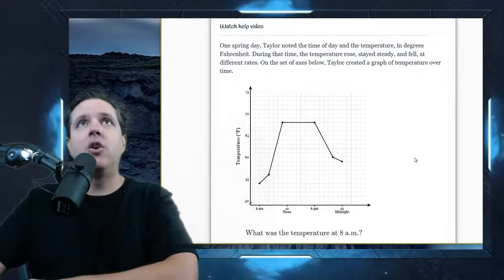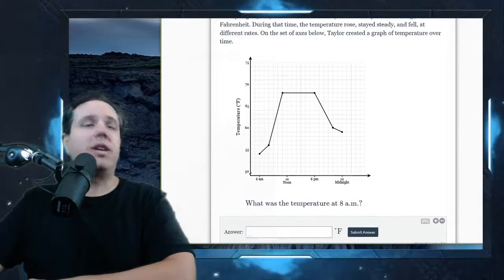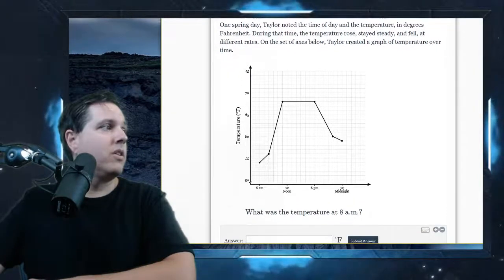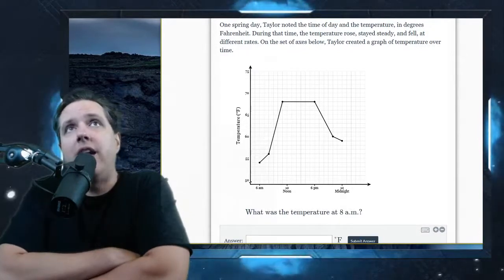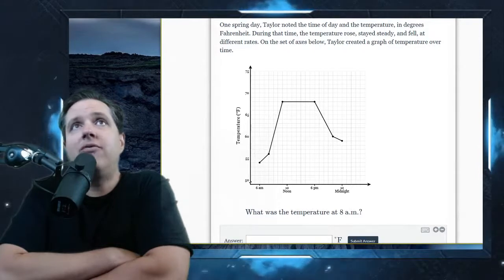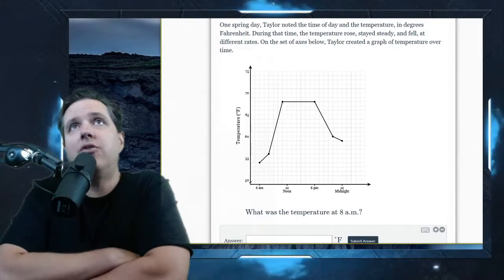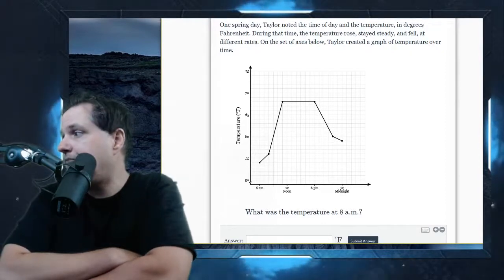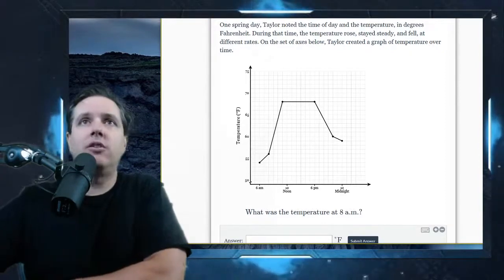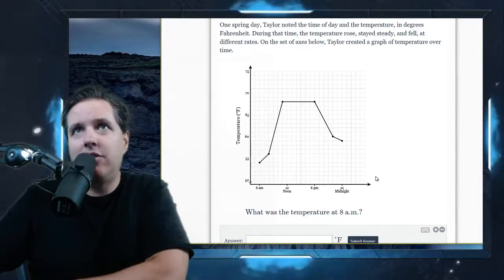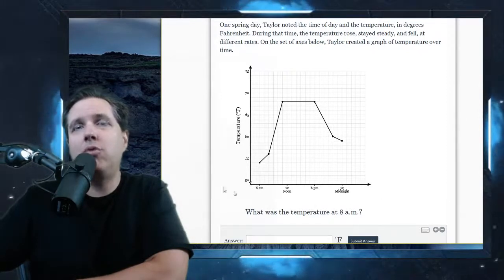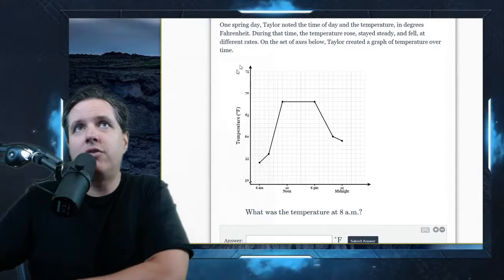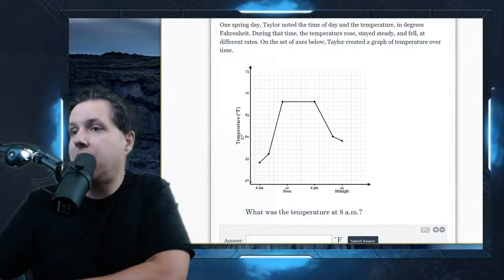So this one's a little different. One spring day, let me try to get it centered on here. One spring day, Taylor noted the time of day and temperature in degrees Fahrenheit. During the day, the temperature rose, stayed steady, and fell at different rates. On the set of axes below, Taylor created a graph of temperature over time. Okay. This is good. So again, let's orient ourselves on our graph. It looks like the x-axis is time. So anything that has to do with time passing, we know we're moving left and right. Temperature is vertical. So anything to do with temperature, that's changed vertically. Okay, we kind of understand what we're looking at now.